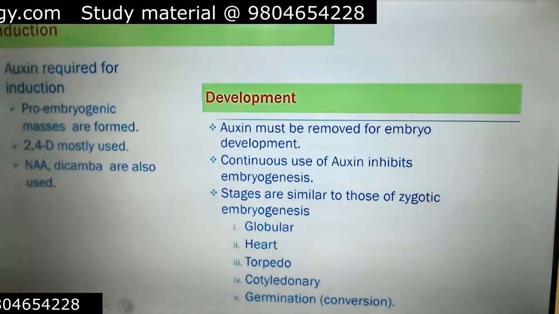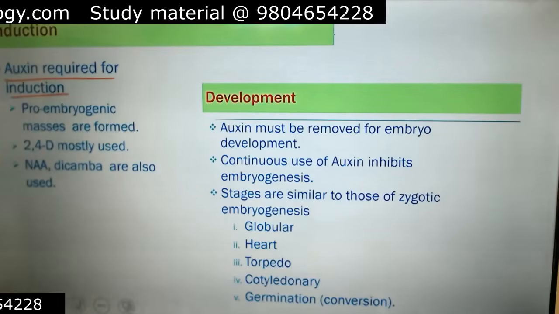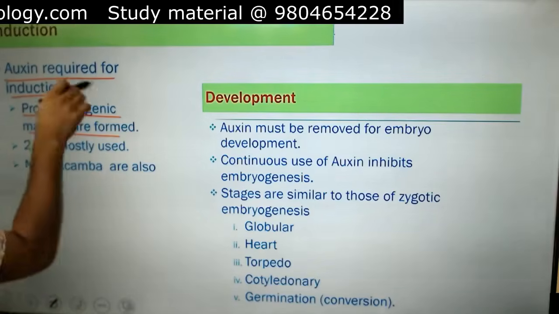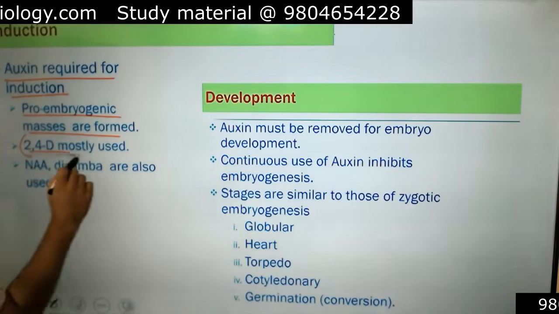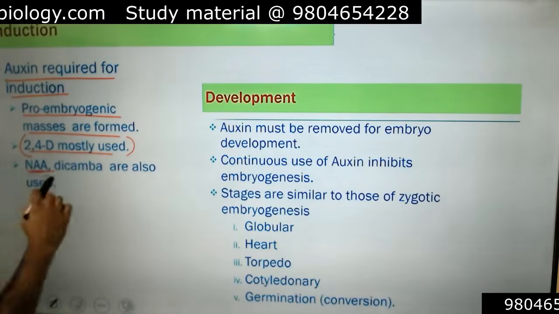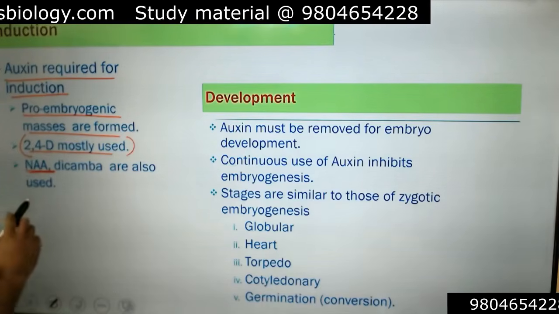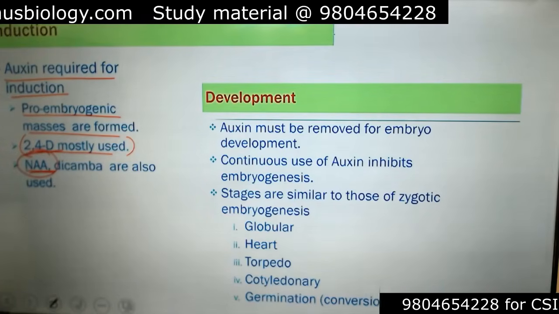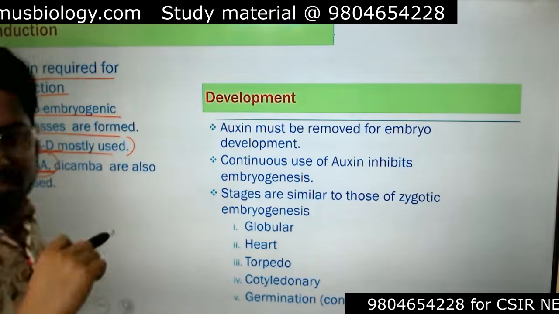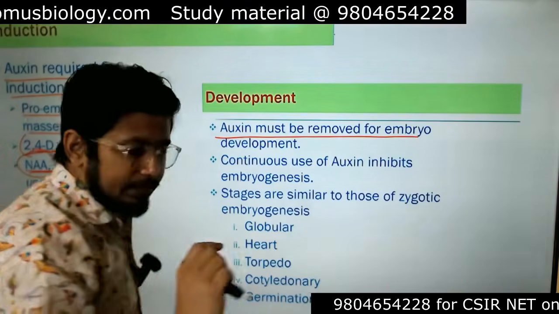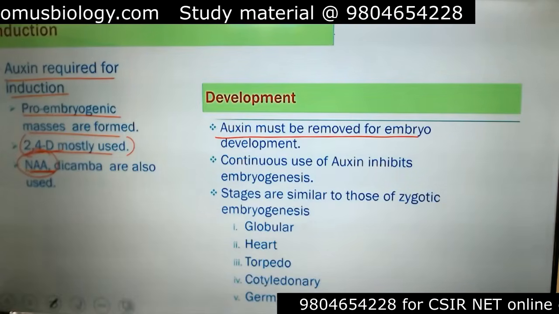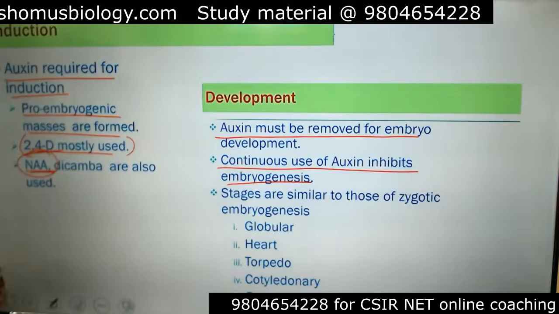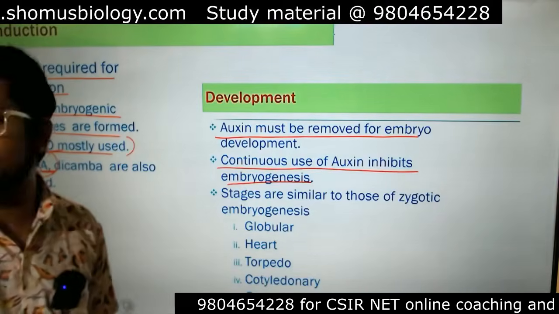So what is the induction? Auxin is required for the induction of what are known as pro-embryogenic masses, which form right after auxin induction. And generally we use 2,4-D and NAA. Okay, 2,4-D or NAA, whichever one, a synthetic form of auxin that we can use. And right after the induction, auxin needs to be removed. So auxin is only needed for induction, a little amount, then auxin should be removed. Continuous exposure to auxin inhibits the embryogenesis. Instead, it will start forming root and shoot and make the plant.